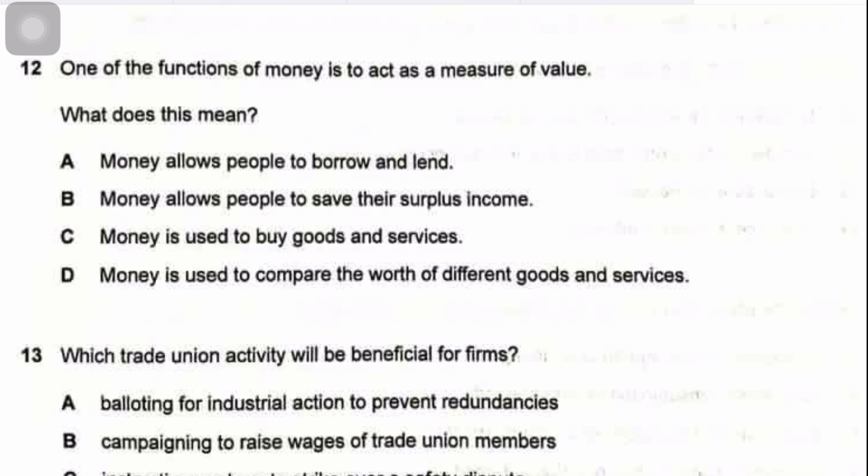Okay, so both simultaneous questions are on money. What does this mean? Money allows people to borrow and lend? No, this is not an answer. Money allows people to save their surplus income? No. Money is used to buy goods and services. This is the medium of exchange function. Okay, so money allows people to borrow and lend would basically be the standard of deferred payment.